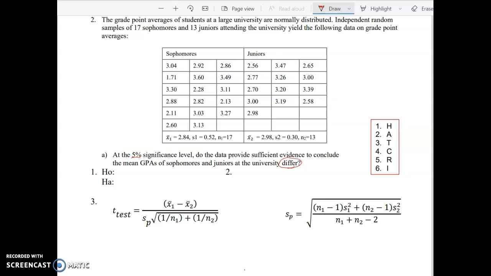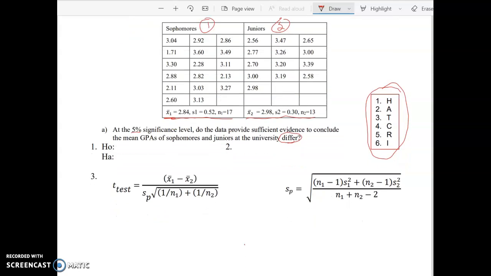All right, so if you notice here in the table, they've assigned the sophomores as population number 1 and the juniors as population number 2. So you just have to be careful, when you use that data, pay attention to the subscript. This is a hypothesis test, and we're using the critical value approach, so you're going to need your 6 steps over here that I just kind of put there to remind us. All right, so let me just move this up a little bit.